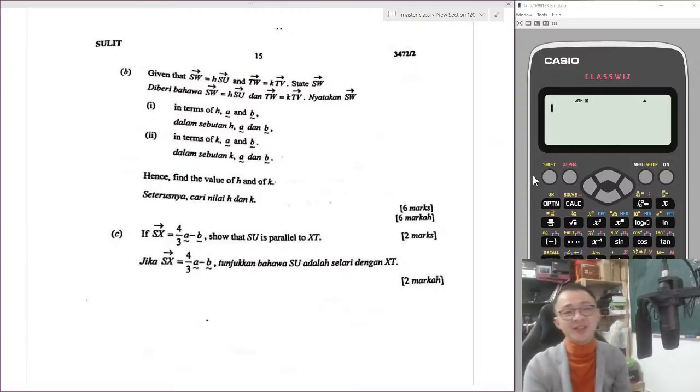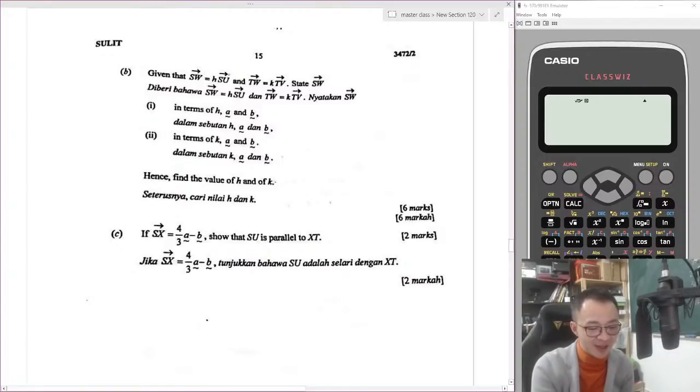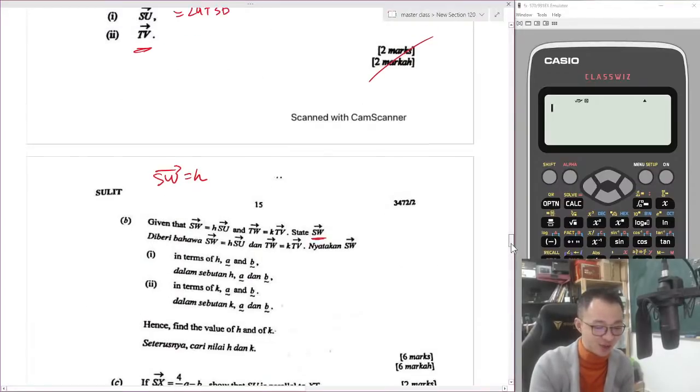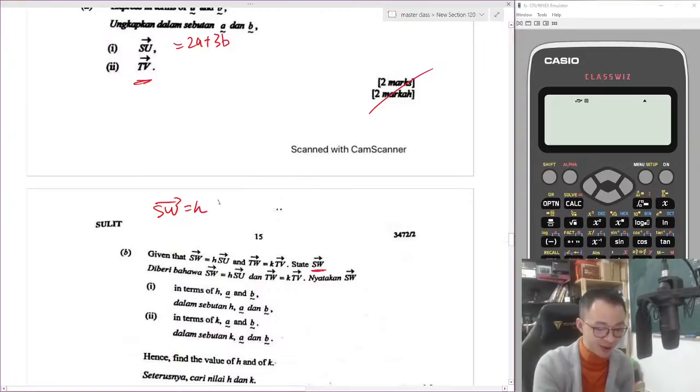Alright, then they give us some information. Unit vector, basically you just use the formula: use the vector divided by its magnitude. Okay, so I want to do about S. They ask me to state SW in terms of h and SU. So my SW will equal h times SU. I believe I had SU just now, right? SU is 2a plus 3b. Done. 1 mark.